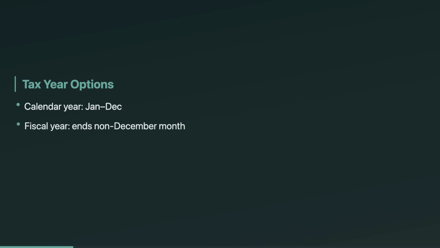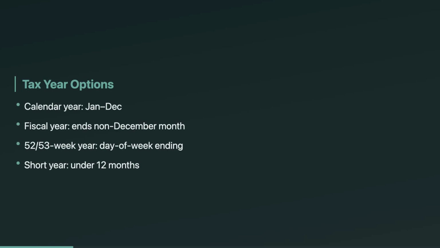Your tax year is your annual accounting period for reporting income and expenses. Individuals are basically locked into the calendar year, but businesses may be able to use a fiscal year, a 52/53-week year, or sometimes end up with a short tax year. On the EA exam, they'll test whether you can spot what's a normal, ongoing tax year choice versus what's only allowed in special situations.